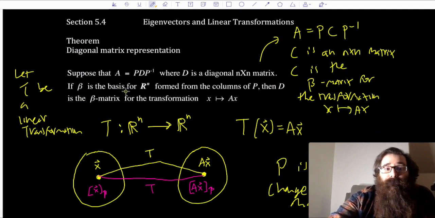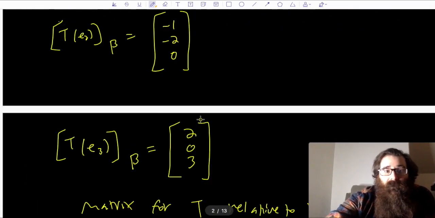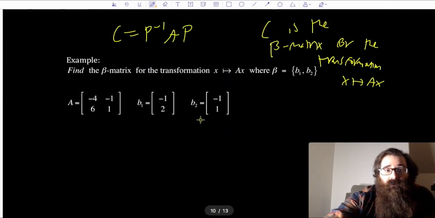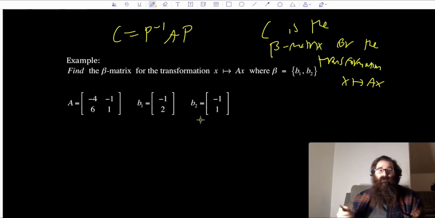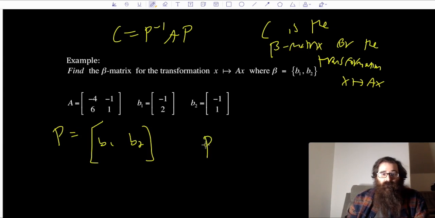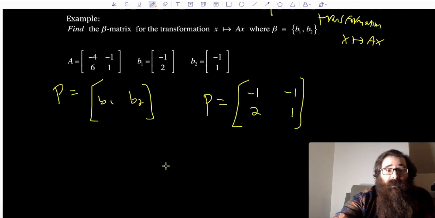If beta is the basis for R^n formed from the columns of P, so if I'm building matrix P using the basis beta to build those columns, keep that in mind. So I can actually find all of these pieces. Given matrix A, we're looking right at it. Matrix P, the so-called change of coordinates matrix, is going to have vectors b1 and b2 as columns. So matrix P has columns (-1, 2) and (-1, 1). I can now continue to find P inverse.